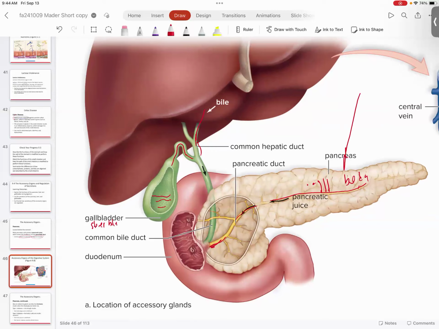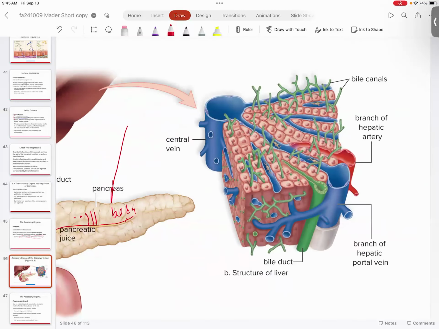Now, when the common hepatic duct and the cystic duct merge, they become the bile duct. Your bile will move through the bile duct, and it merges with the pancreatic duct and mixes right in this little area right before it gets squirted into the duodenum. And so that's kind of what's happening here.